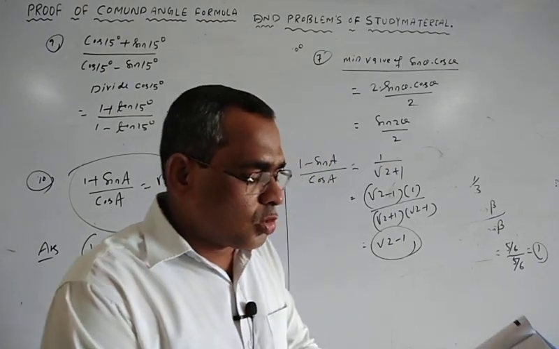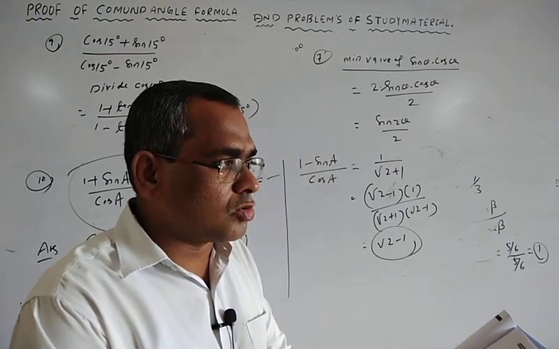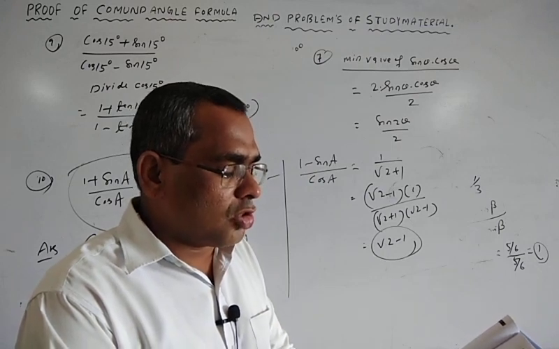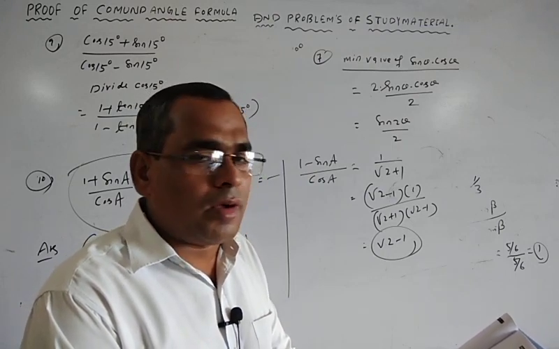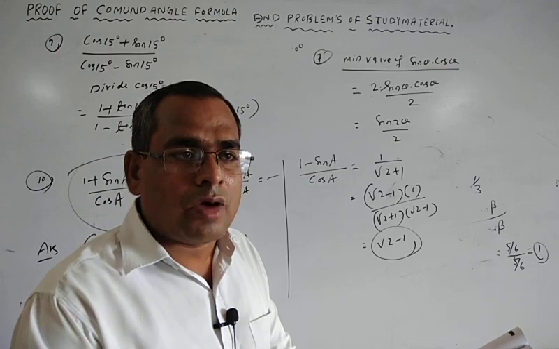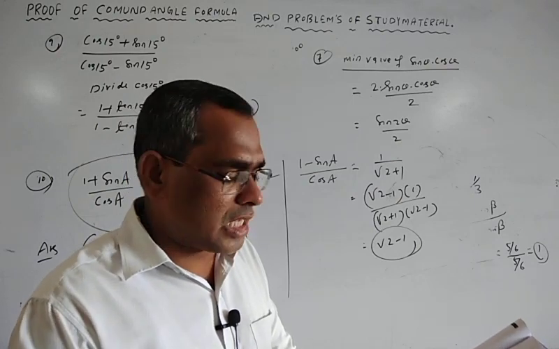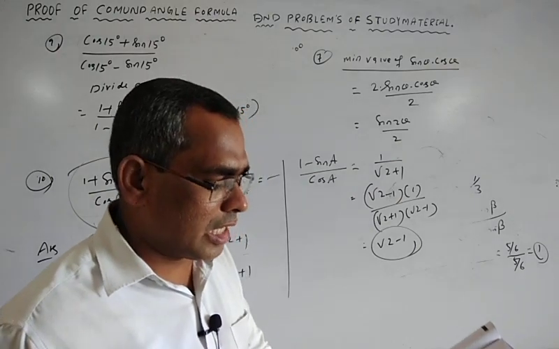Then 2 sin 67 half degree into cos 22 half degree. So remember the formula for 2 sin A cos B. The 2 sin A cos B formula is what? Sin (A plus B) plus sin (A minus B). You can write it in this way.